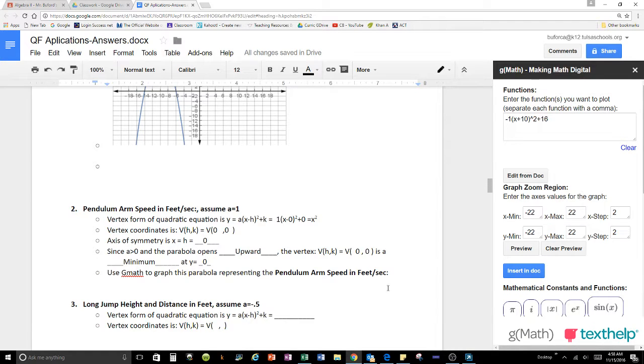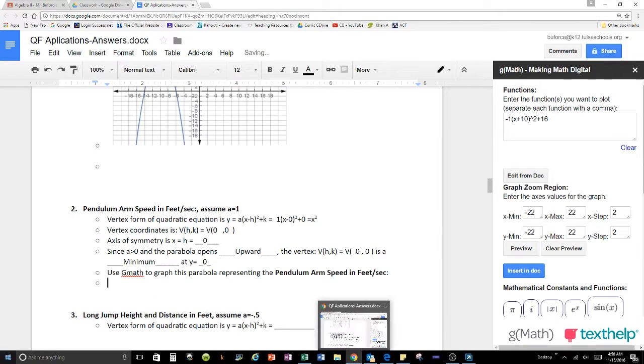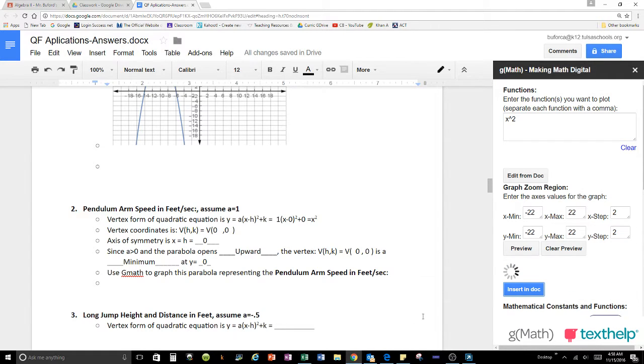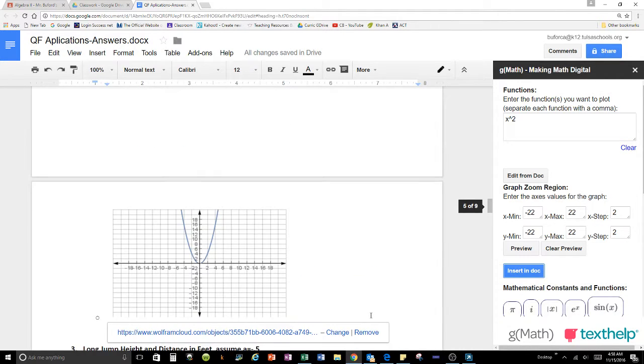Before we do the long jump, we need to graph this x squared. So we've got the cursor there. Let's come up and we need to graph x squared. So let's get rid of this and say x. Here we have to do shift 6 and 2. That's x squared. Get our document. And there we go, x squared.